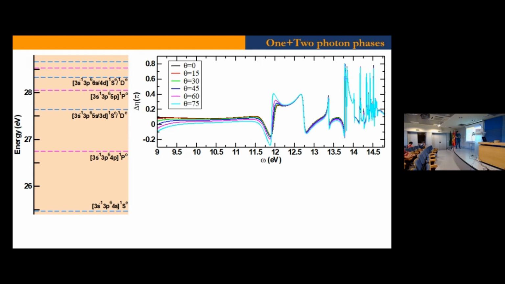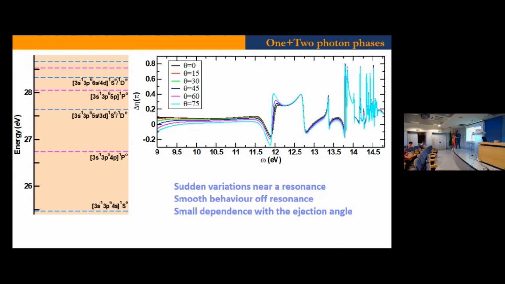Another important thing to notice is that off resonance it doesn't change too much. You see that it's very smooth, and it doesn't change either with the angle of the ejected photoelectron. This was kind of unexpected for us. The reason is that, as I showed before, there is always a single channel dominating at each frequency, so you cannot expect a big difference with the emission angle.